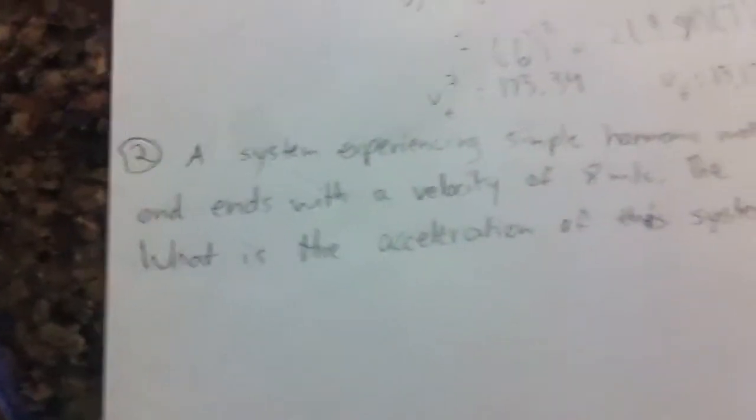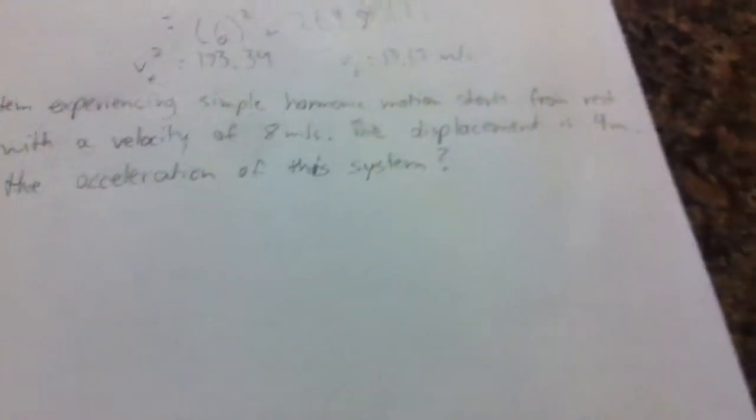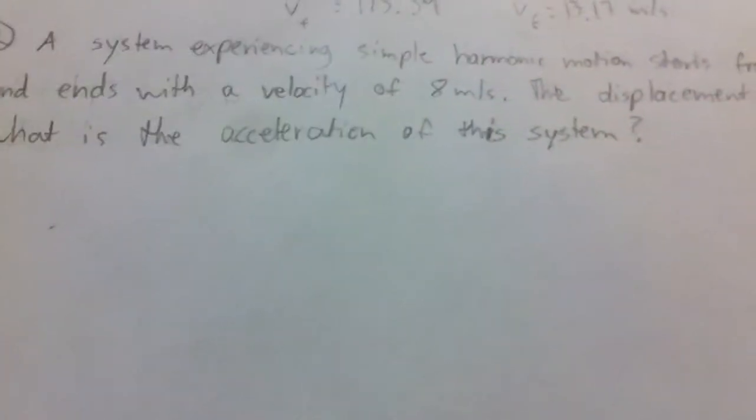Alright. Number 2, a system experiencing simple harmonic motion starts from rest and ends with a velocity of 8 meters per second. The displacement is 4 meters. What is the acceleration of this system?